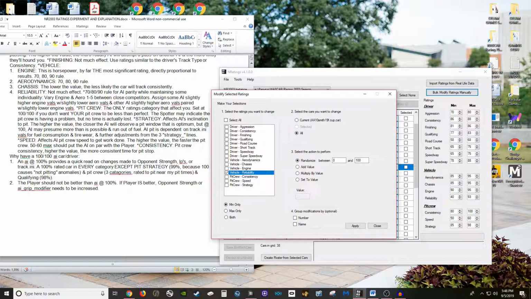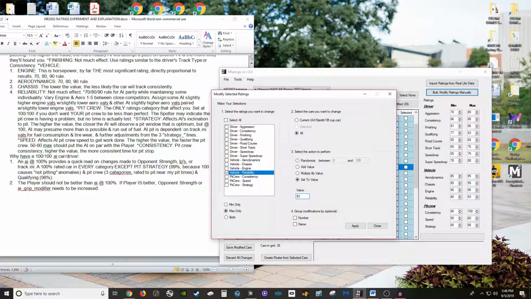Select the action to perform. Set to value. Now you're going to tell it the minimum value to set it to. And we're going to choose 70 for our minimum value. We're going to hit apply. Now you can see all the lines just changed to blue. That means something happened. Now we're going to change it to max. And we're going to set the value to 93.